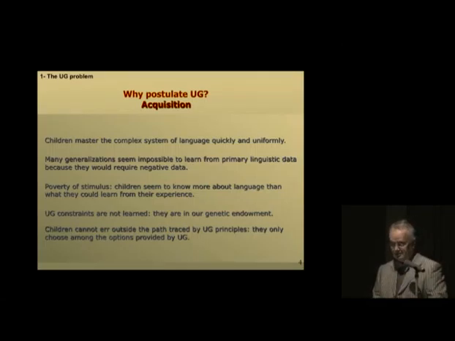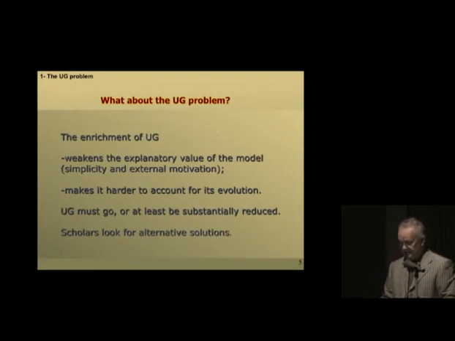This is the poverty of stimulus argument, that is, children seem to know more about language than what they could learn from their experience. UG constraints are not learned by hypothesis. They are in our genetic endowment. Therefore, they solve the problem in the sense that children cannot err outside the path traced by these UG properties. They only choose among the options provided by UG. That's more or less the traditional view for at least the last 50 years.